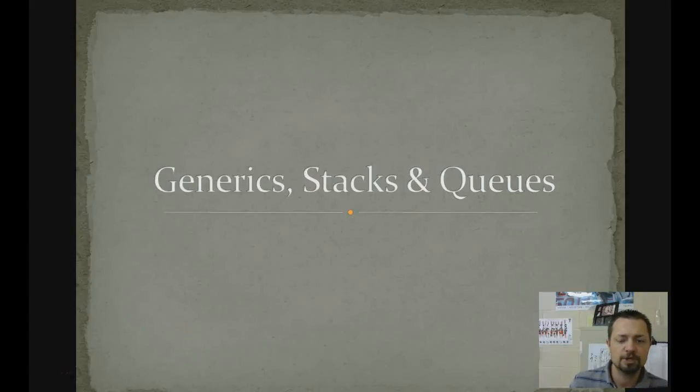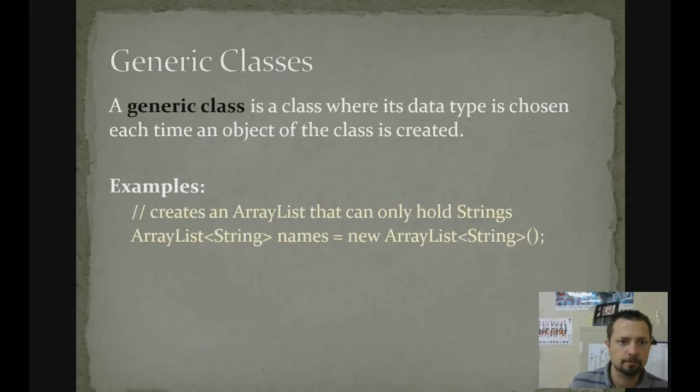Today we're going to be going over generics, stacks, and queues. A generic class is a class where its data type can be chosen each time an object of the class is created. An example would be an array list. An array list is a generic class. ArrayList<String> names = new ArrayList<String>(); So what that does, it creates an array list that can only hold strings.